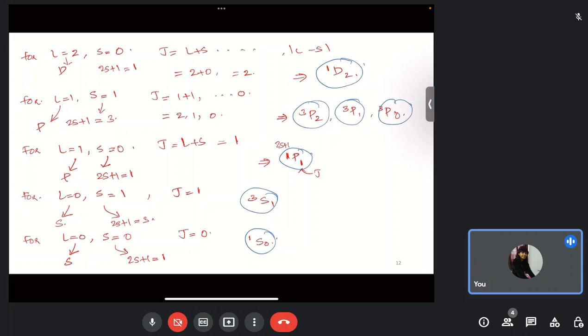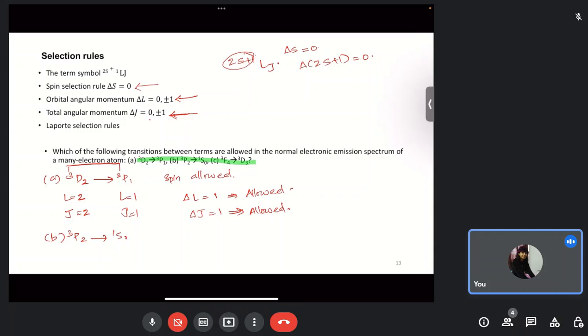Then we have seen how the selection rule works, and whether the given transitions are allowed according to the selection rules. That's all I have to discuss with you today. Let me know if you have any particular questions.